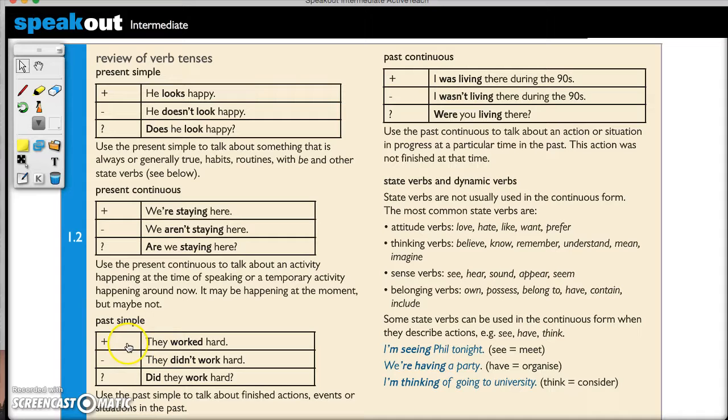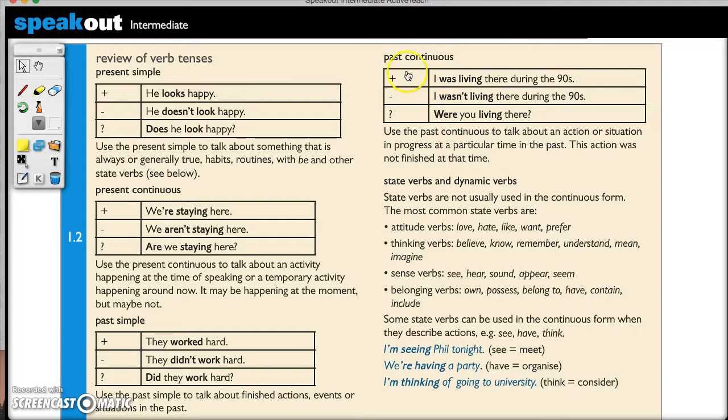The past simple, you've got an example of a positive, a negative, and a question. Remember that most verbs are regular and you use ed forms. There are some rules for pronunciation that you need to remember. Remember that the auxiliary for the negative or for the question is did. Okay, there is no difference with the third person singular in this case. And you use it for actions that are finished or situations in the past.